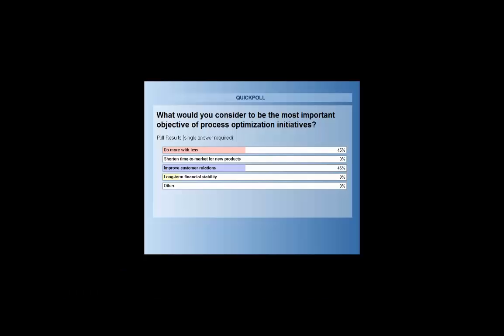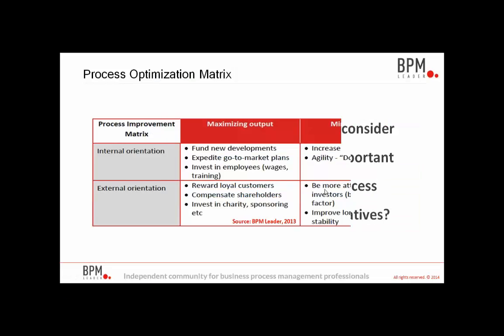And you see that actually do more with less and improve customer relationships are doing best. So it's either on the output side as well as on the cost side that people are looking to do their process optimizations. And ideally, these go hand in hand and can be achieved by the same optimization. Okay. I'll hide it and go back to the slides again.